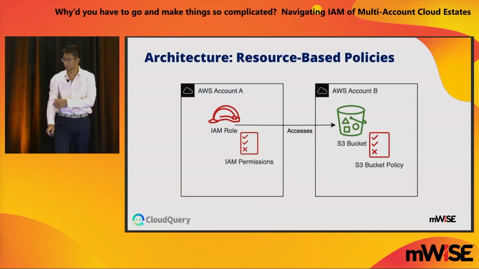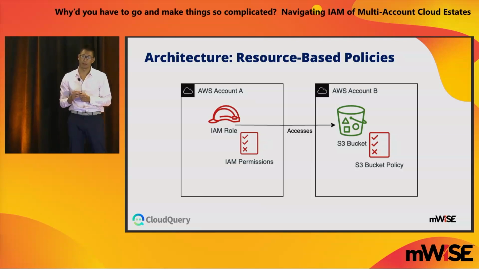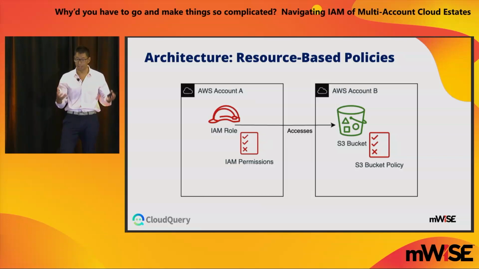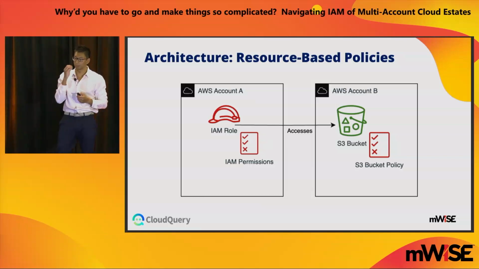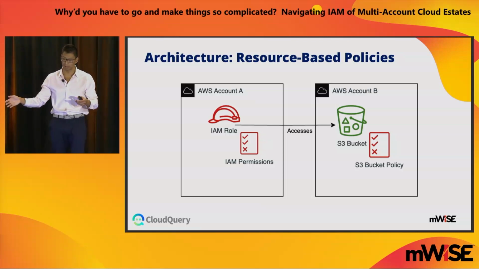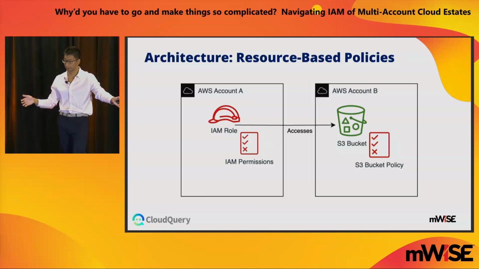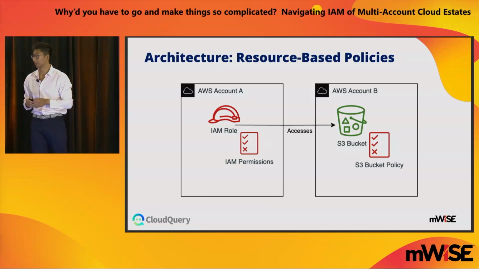The first one is very straightforward, a resource-based policy. The common example is an S3 bucket. In this example, we have an AWS account A with an IAM role and possible IAM permissions. In AWS account B, we have an S3 bucket with an S3 bucket policy. Based off the bucket policy and the IAM permissions for the IAM role in A, the IAM role in A can access the S3 bucket in account B.